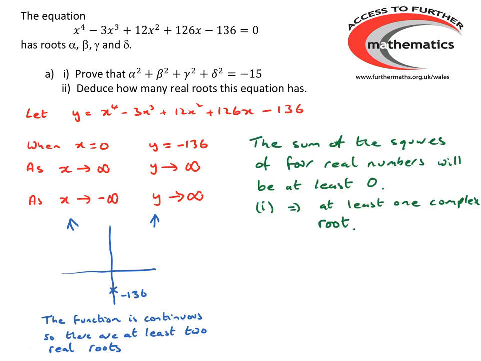Okay. From part 1, though, we know that if we add up the squares of all of the roots, we end up with minus 15. If we had 4 real roots, then if we added up the sum of the squares, we would get a number that was at least 0. So part 1 tells me I must have at least 1 complex root.